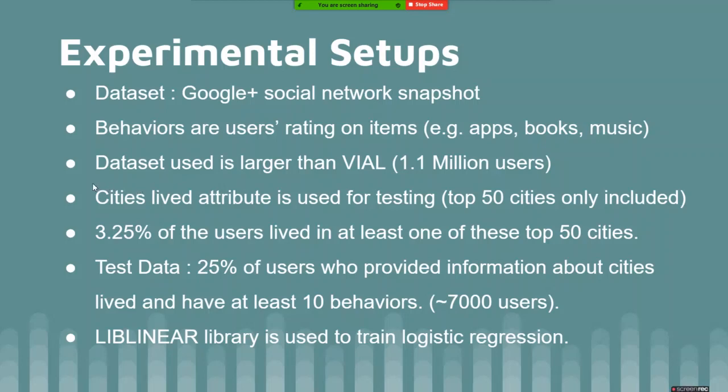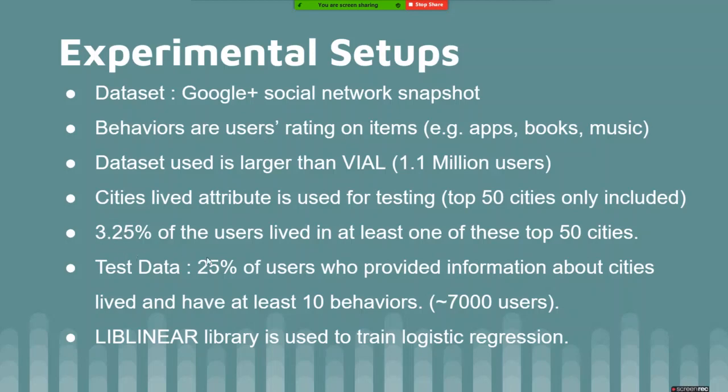The target attribute that we will be having is the cities lived attribute. So we want to infer whether a target user lived in a certain city or not. For that, we take the top 50 cities among users. By top 50, we don't mean the general population of the city, but the cities where users indicate on the social media platform that they lived. This is guaranteed to maximize the accuracy, because the more training samples you have, the better accuracy you can get. Just to generalize, the author states that only 3.25% of the users live in these cities. So we are not taking a very special case, but rather an acceptable case too.